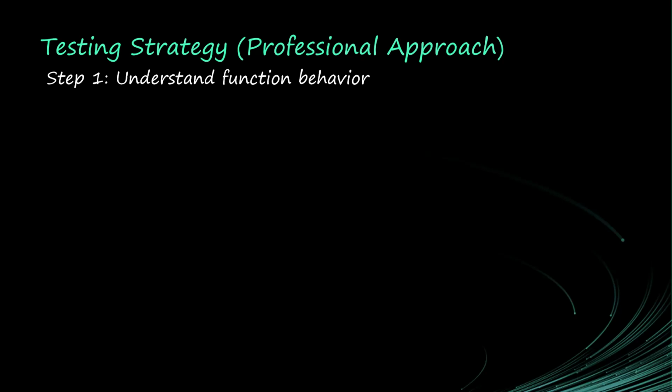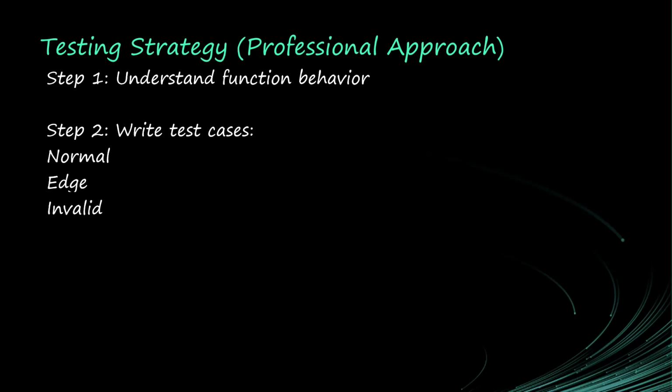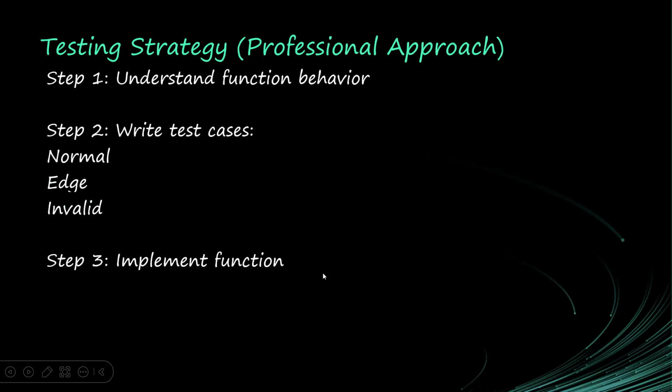Okay. Understand your function behavior. That's the testing strategy. Make sure you understand the behavior of your functions. Then write test cases: write normal cases, write edge cases, write invalid cases against the behavior of your function. Before you write any function, you should understand its behavior. Once you understand it, do not write the function first. Write test cases, normal ones, edge cases, and invalid cases. Then after writing the test cases, you can now write the function. After writing the function, you can now refactor safely because your tests will always be your backup.